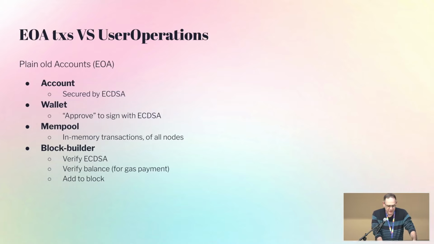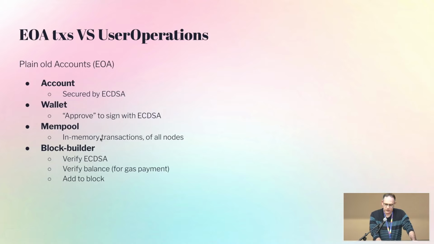I want to emphasize the difference between transaction and user operation. This is an account, an EOA account. It is secured, as I said, by ECDSA, a mathematical formula to calculate the public key from the private key to make sure it is correct. It has a wallet. The wallet can do exactly one thing, approve. It can approve this transaction and submit it on chain. It is sent to the mempool, and then a block builder puts it on chain.